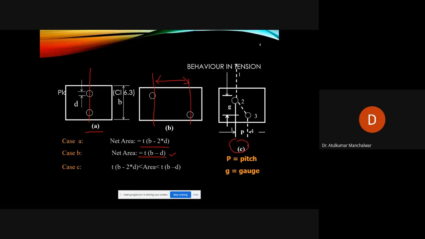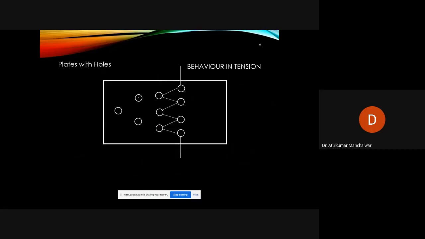What is this indicating? Your area should be greater than this and less than this. Case C is indicating in between that. Generally we use this type of connection depending on what amount of force is coming on the member. It is given in clause 6.3 of the IS code. So this is another way of providing the connections for the plates.